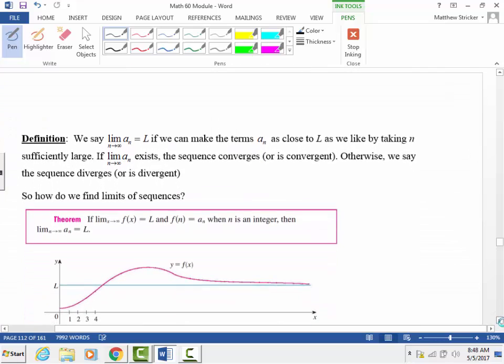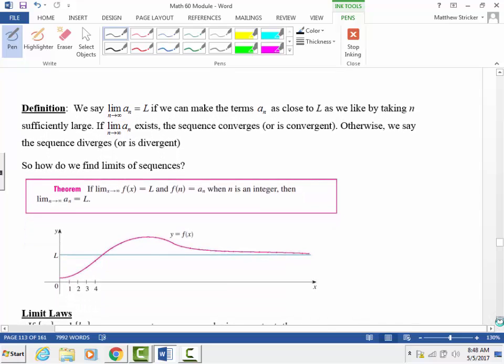All right. Let's look at the definition then of the limit. It says we say that a limit of a sequence equals L if we can make the terms as close to L as we like by taking n sufficiently large. Sufficiently large means we're just letting n approach infinity. If that limit exists, like that last one we just did, then we say the sequence converges. If it doesn't exist, then we say the sequence diverges or is divergent.